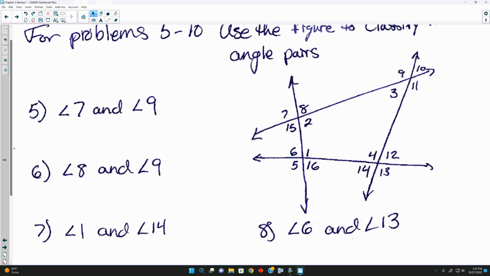Yep. So number 5, 7 and 9. So angle 7 and angle 9 are here and here, yes? So for those 2 lines, they're corresponding.